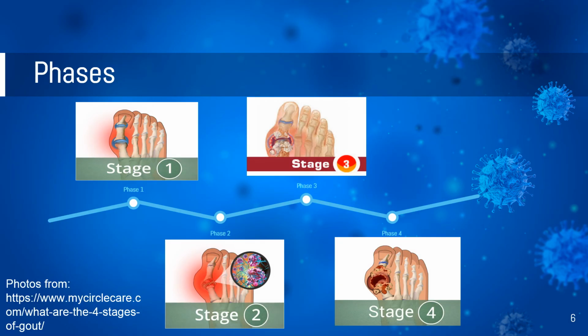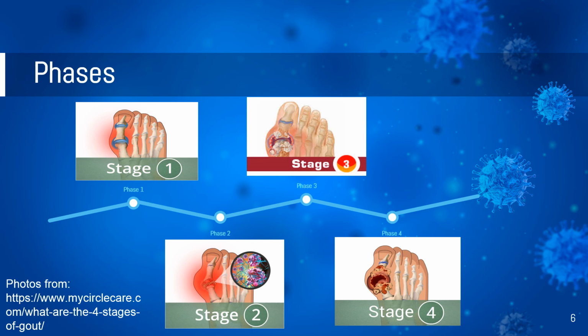To explain these phases more, I decided to create a diagram. So stage 1 is going to be the first picture. It's going to represent asymptomatic gout. There's going to be no buildup. Your urate levels are going to be pretty normal. There's just going to be slight swelling. This can be cured through some diet and exercise, no medication, and sometimes no doctor visits needed.